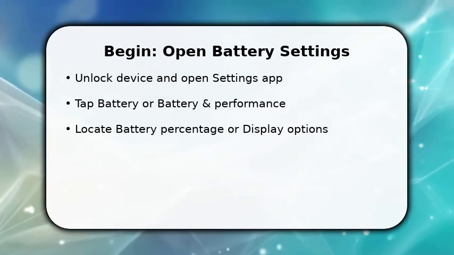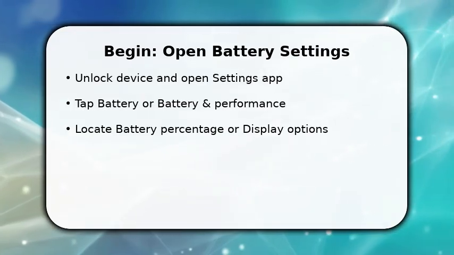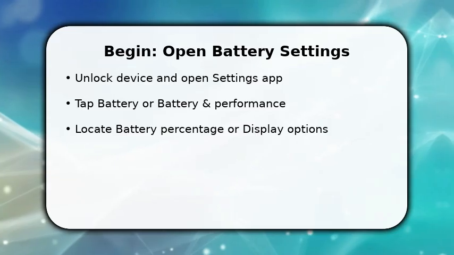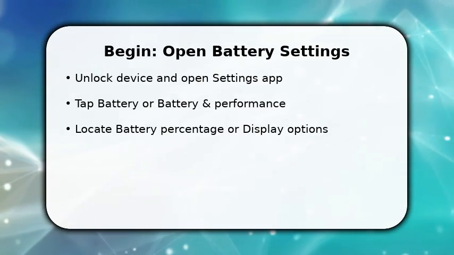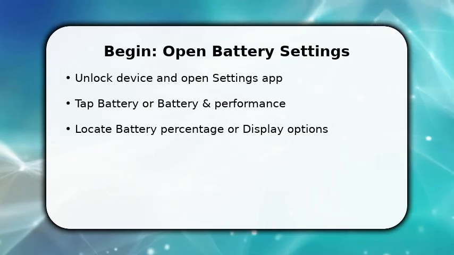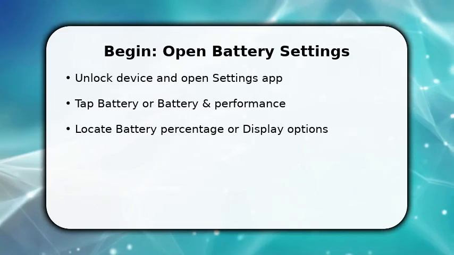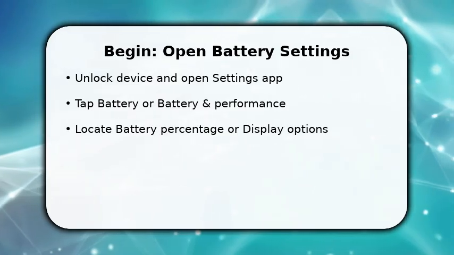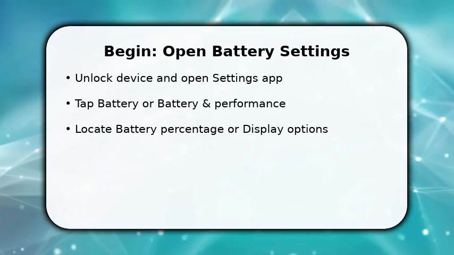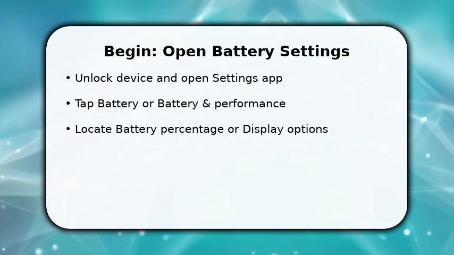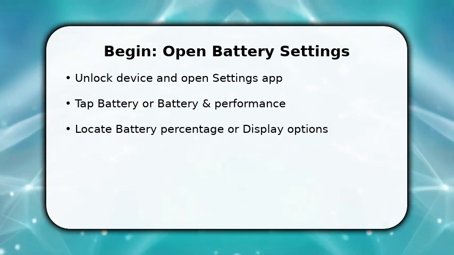You start by opening Settings and navigating straight to Battery. This gets you to the controls that actually change the display. Once there, tap the Battery or Battery and Performance entry so you see related toggles. Make sure you're looking for a label like Battery Percentage, Show Percentage, or Battery Icon Style because different makers group this differently. If you have a search bar in Settings, type Battery to jump directly. Doing this avoids digging through unrelated menus and saves time.